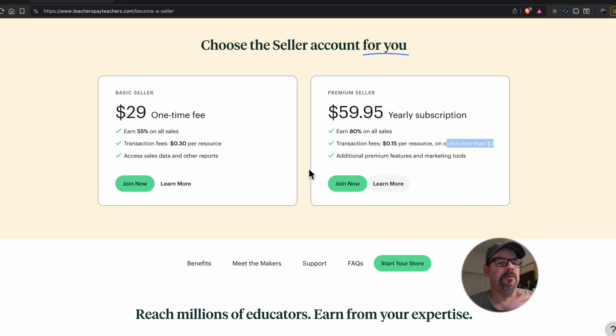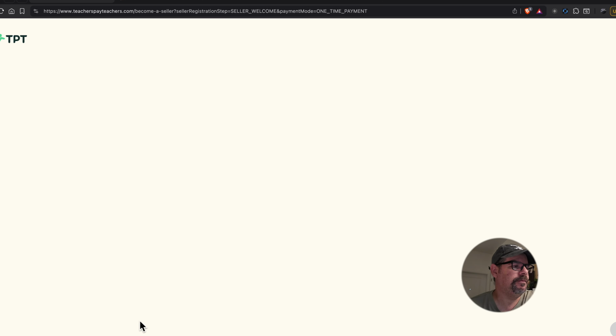So for me, I already know right off the bat, I've never used this resource before, so I'm just going to do the $30 one-time fee and go from there and scale up, instead of doing the yearly subscription and finding that maybe it's just too competitive of a market for me and then trying to scale down, or not being able to sell anything and just abandoning the project altogether. So we're going to go ahead and do the join now for the one-time fee because, like I said, I'm just starting out.